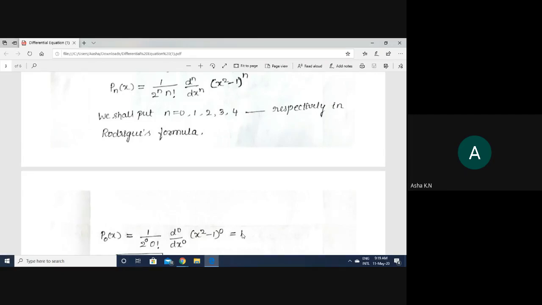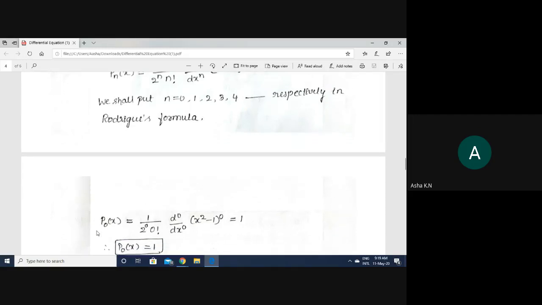It's easy to remember. Even while doing problems, if you find 1 anywhere, you can substitute P naught of x. Like if they are asking you to express any term in terms of Legendre polynomial, if you have 1, it's P naught of x. Okay. Now, yes, P naught of x is 1.